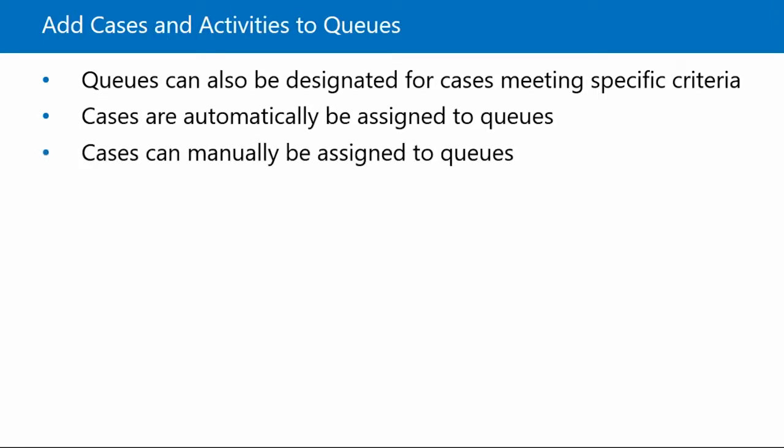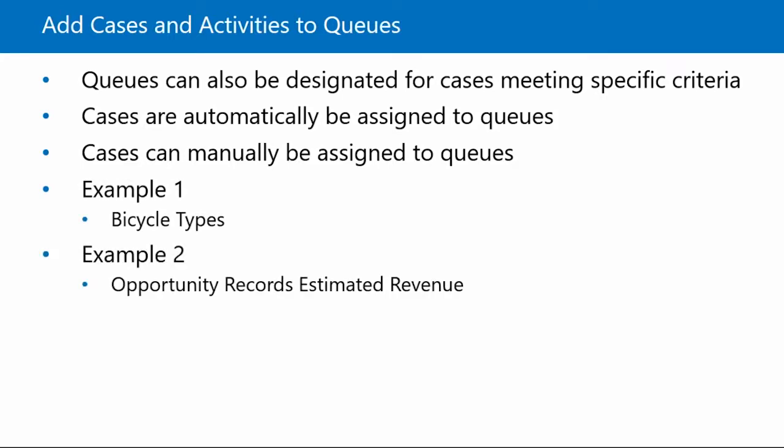Taking a look at a couple of examples. In the first example, let's say we want all cases regarding mountain bikes to be routed to the mountain bike queue, while cases regarding road bikes are routed to the road bikes queue. Then, customer service agents with the appropriate expertise can monitor each queue. In the second example, we might want opportunity records with estimated revenue above a certain threshold to be routed to a special queue to elevate their visibility to the sales management team.